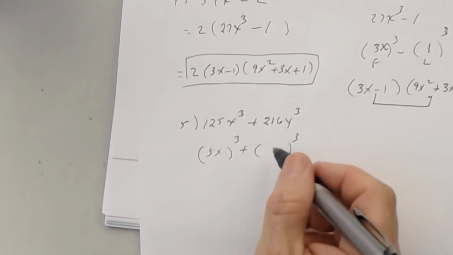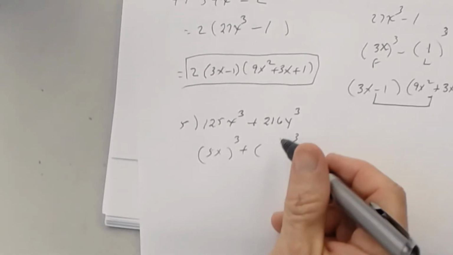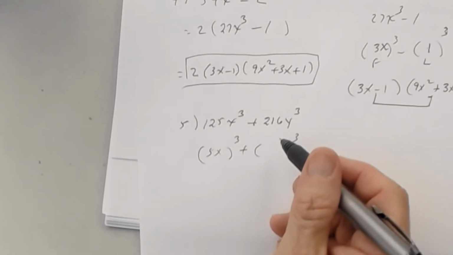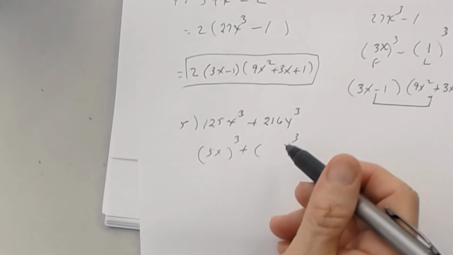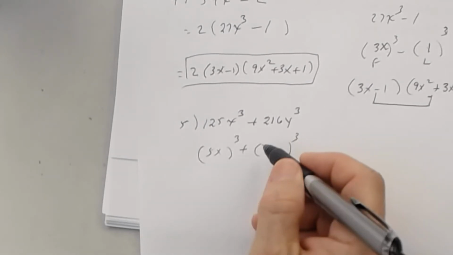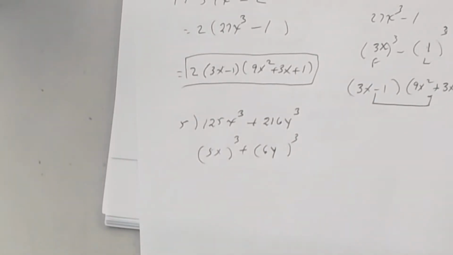Can I fill in the second parentheses? Yes. What times itself 3 times is 216? 6. Well, it's 6y, but 6 times 6 times 6 is 216. Okay. So 6y though, right? All right, 6y. Now, remember what you could have done if you didn't think about it that way: you could have taken the cube root of 216.